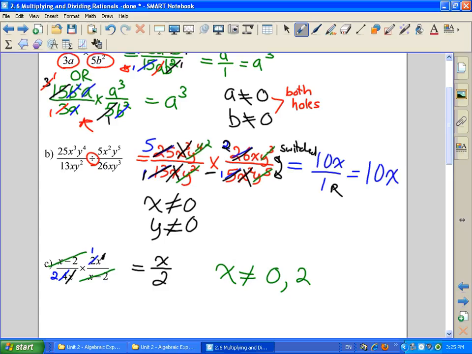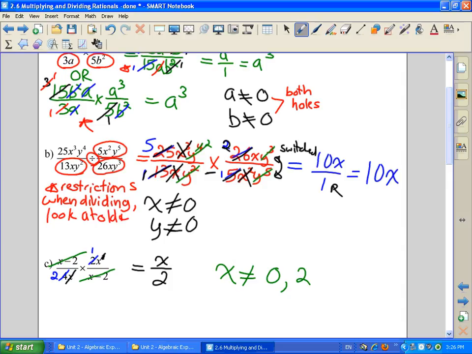What we need to do for our restrictions changes here, ladies and gentlemen. We need to not only look at both denominators in the original question, but we also need to realize that this equation gets flipped. So for restrictions, you've got to be careful here. I'll write this in: when dividing, you have to look at old and new denominators. Okay, and that's where your restrictions are going to be.